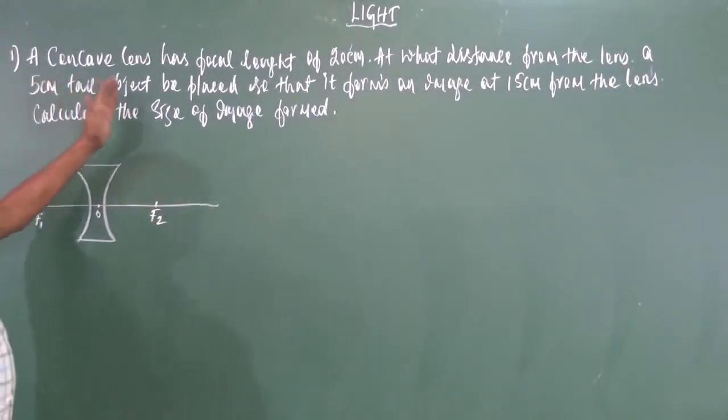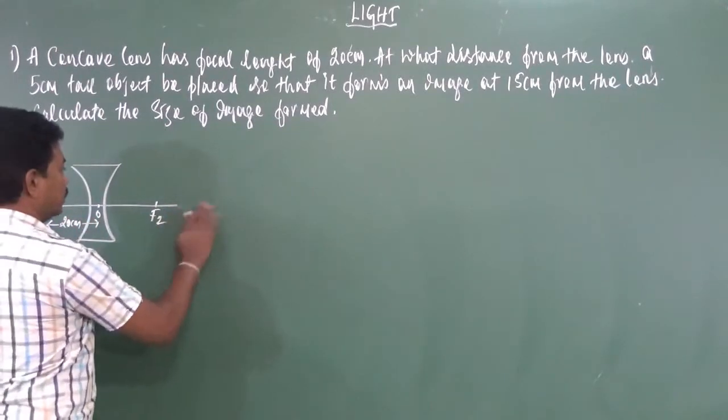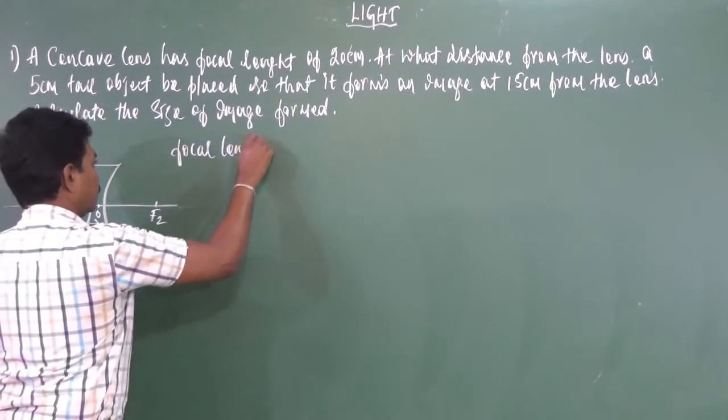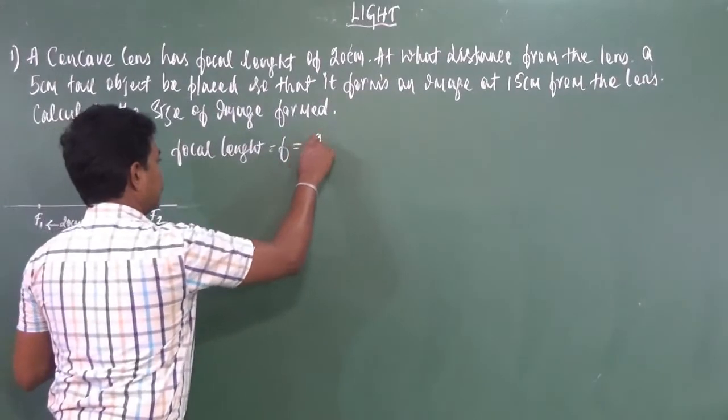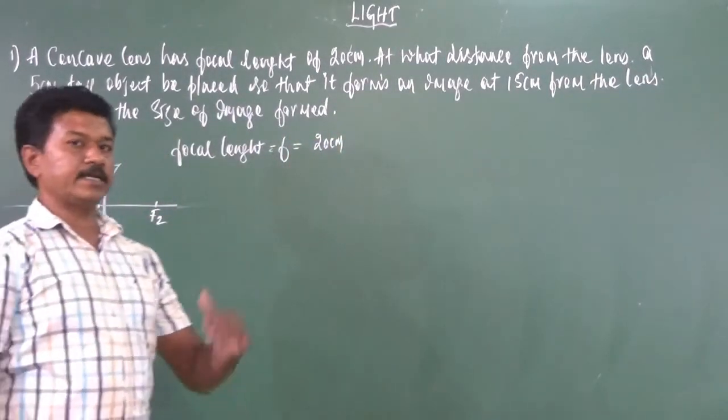So a concave lens has focal length of 20 centimeters. So focal length from here to here, it is 20 centimeters. So this is the focal length. So I will write down the data along with that. So focal length is equal to f is equal to 20 centimeters. So shall I take it positive? Shall I take it negative?